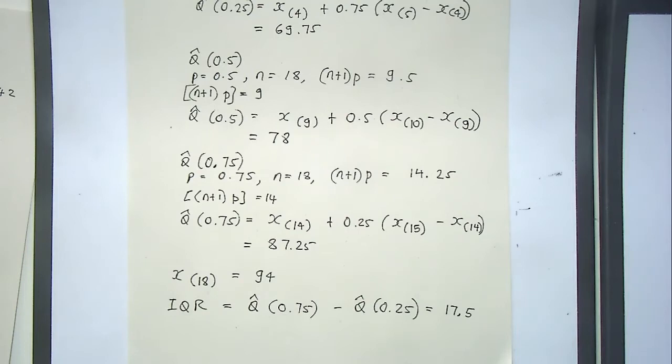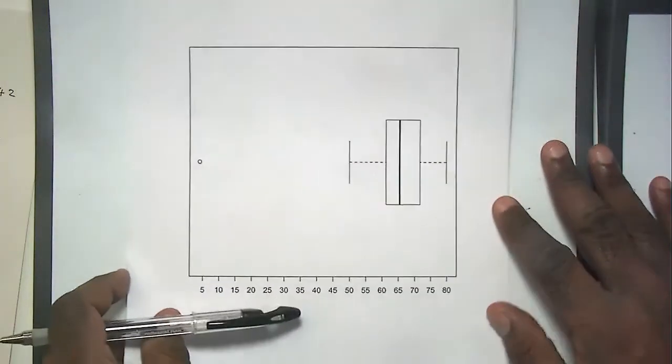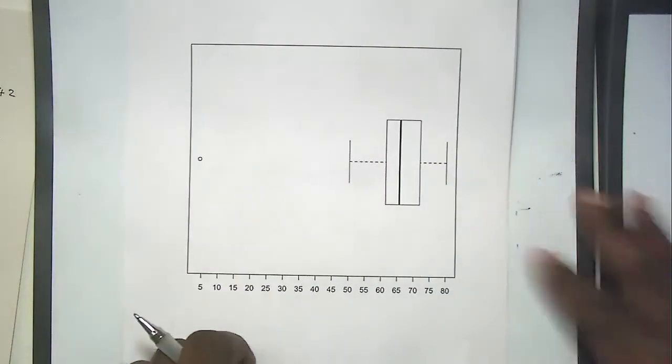Now part 2 is to draw the box plot. I'm sure all of you know how to draw a box plot, right? Let me show you how it looks. If you draw it, it will look like this. See, I have drawn it.